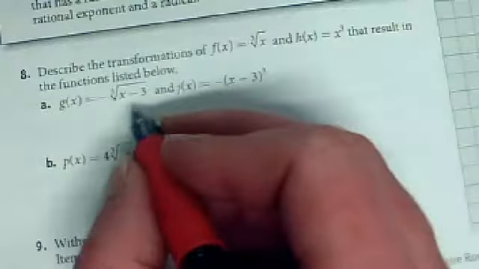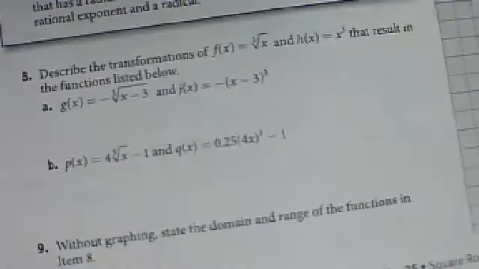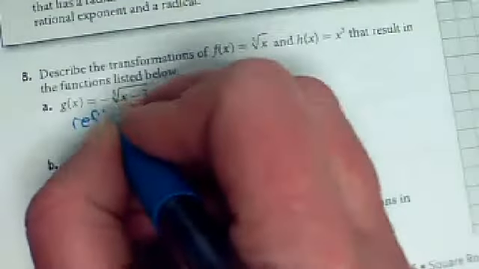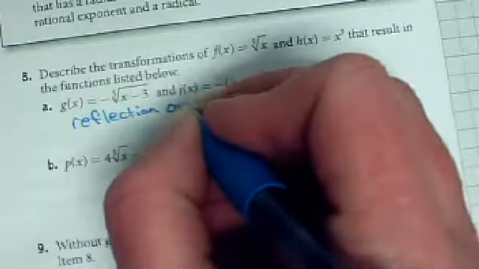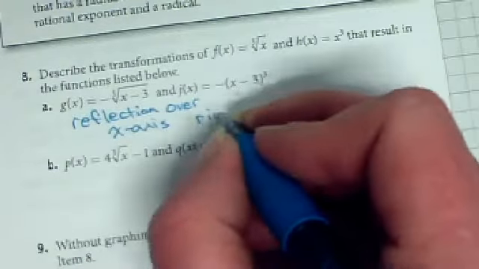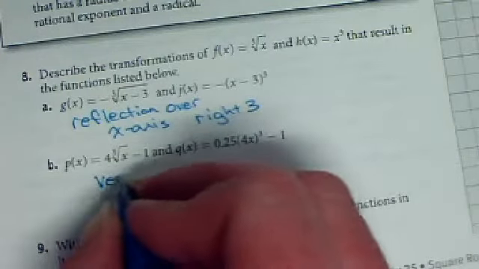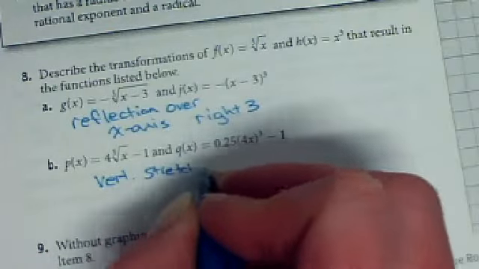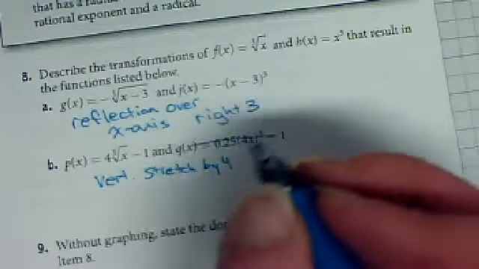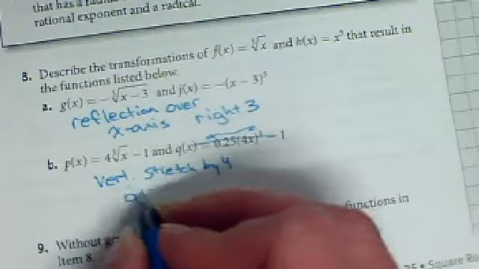So think about what the transformations would be. It doesn't matter what the function is. The transformations are going to be the same. So the negative on the outside would be a reflection over the x-axis, and the x minus 3 would move it right 3. The 4 on the outside would be a vertical stretch by 4. I'm going to ignore this one. Well, we don't have to. Hold on. We can do that one. And the minus 1 at the end would be a down one.